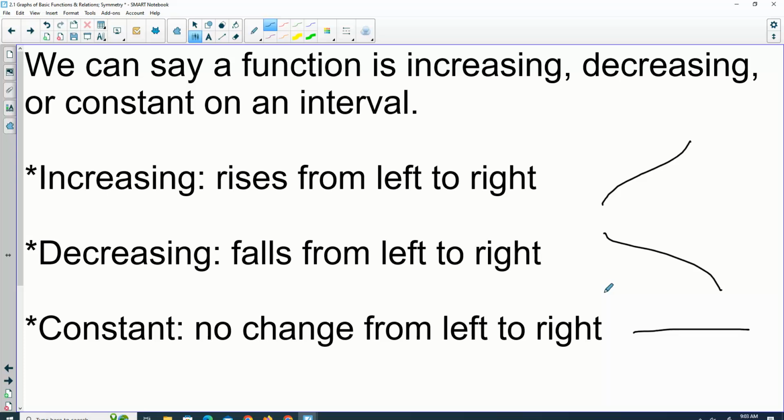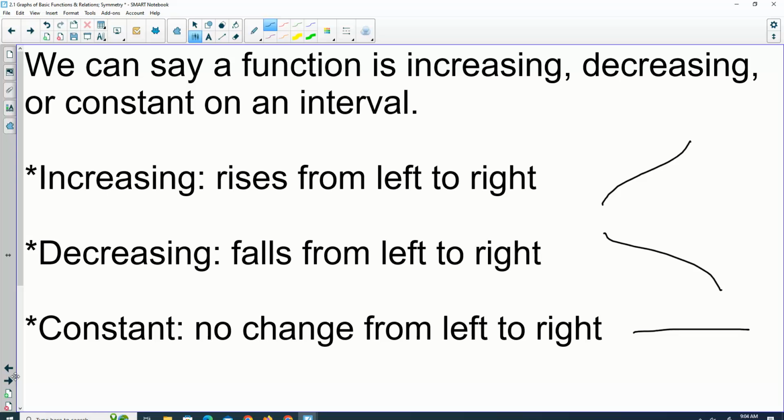I may ask you to tell me intervals where certain graphs are increasing, decreasing, or constant. When you do that, you have to give me the x values. The only time we use the y in our intervals is if we are talking about range. Otherwise, we're always using x because if it's a function, there's only one time on the graph that we hit each individual x value.